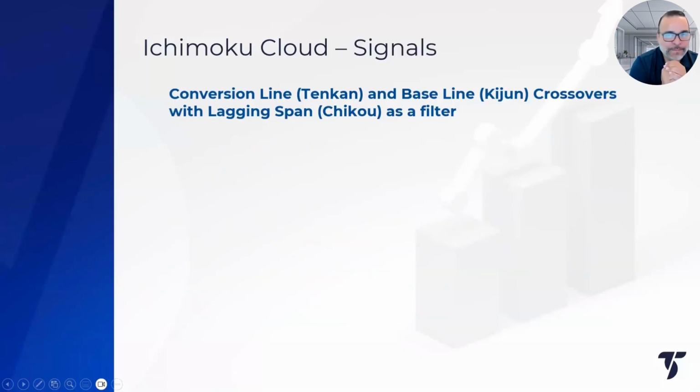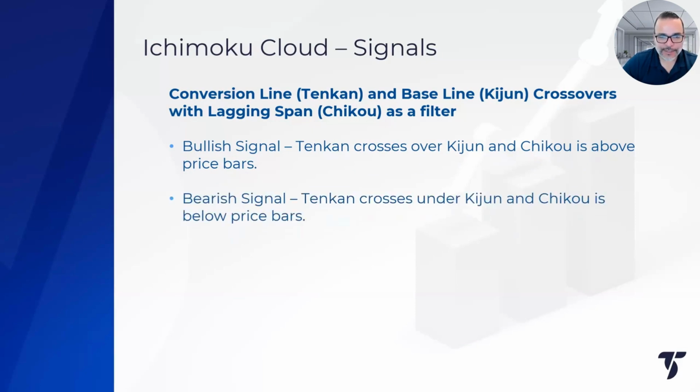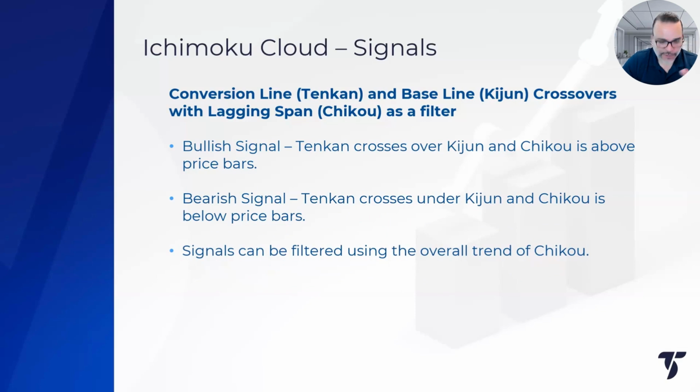So there are a lot of things that you can interpret about the Ichimoku Cloud, and it's up to you to decide how you want to interpret those signals and react to them. The first of those signals is whenever the Tenkan and the Kijun cross over, using Chikou as a filter. You get a bullish signal when Tenkan crosses over Kijun and Chikou is above the price bars. In a bearish signal, Tenkan crosses under Kijun and Chikou is below the price bars. Signals can be filtered using the overall trend of Chikou.